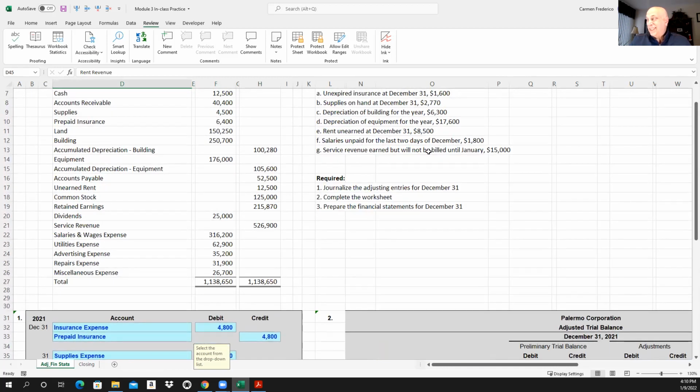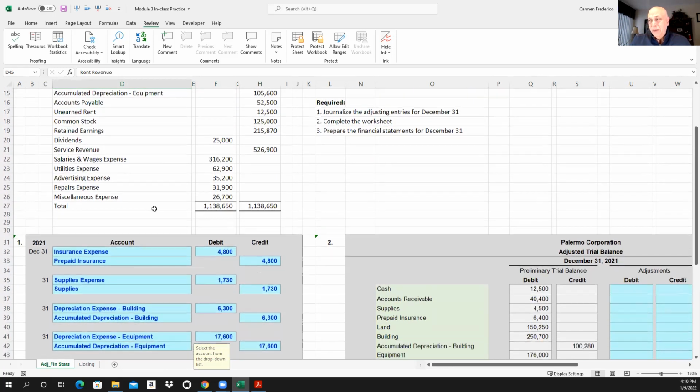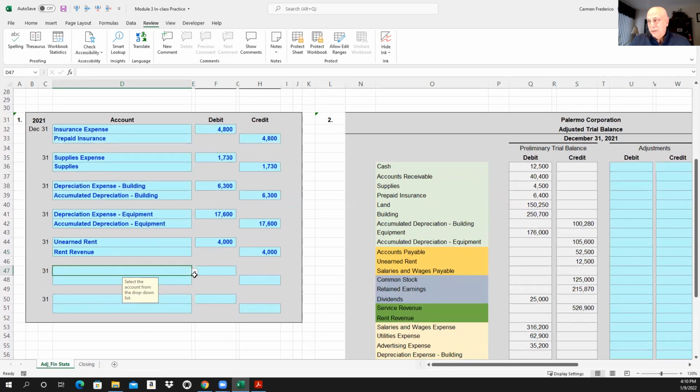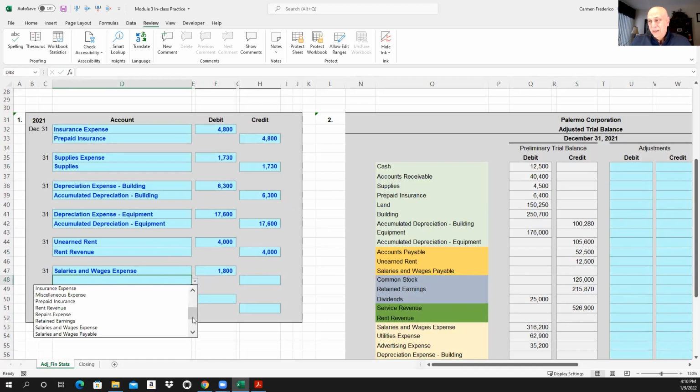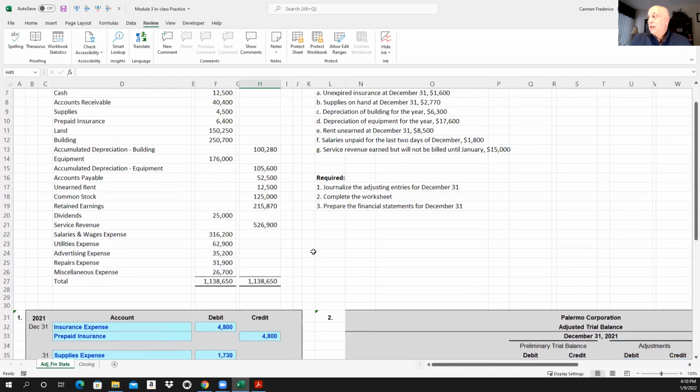Okay. And now we come to our next adjustment. Salaries unpaid for the last 2 days of December, $1,800. So these are salaries. There's going to be salaries and wages expense, and we need to put that on the books. So let's find it. Salaries and wages expense for $1,800. And since we haven't paid it yet, it's a payable. It's owed to our employees. So we have something called salaries and wages payable, $1,800.